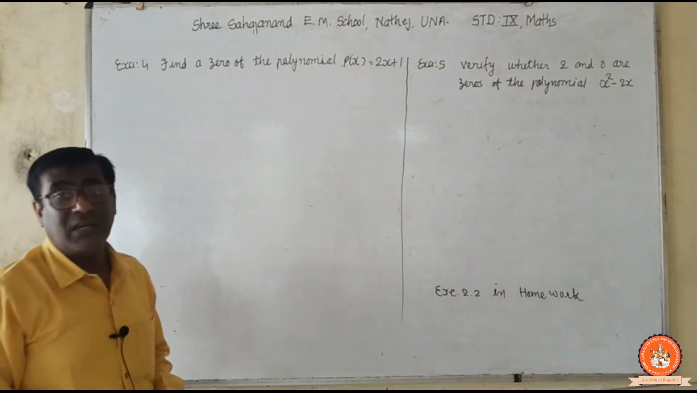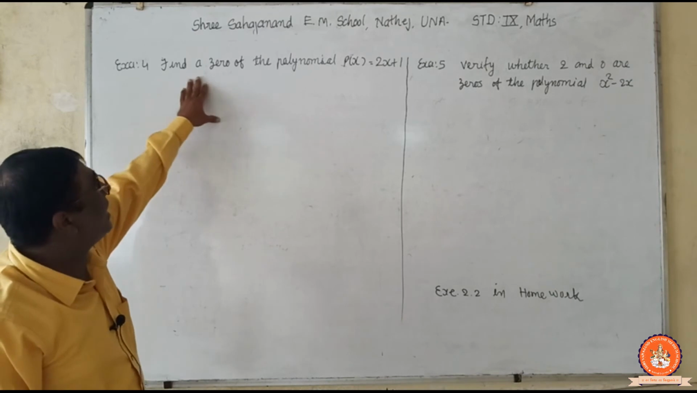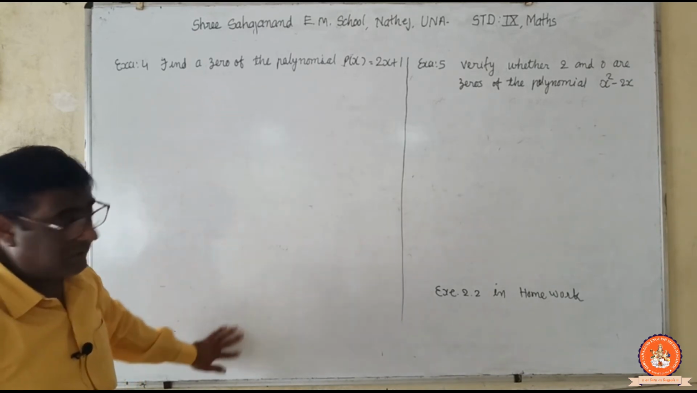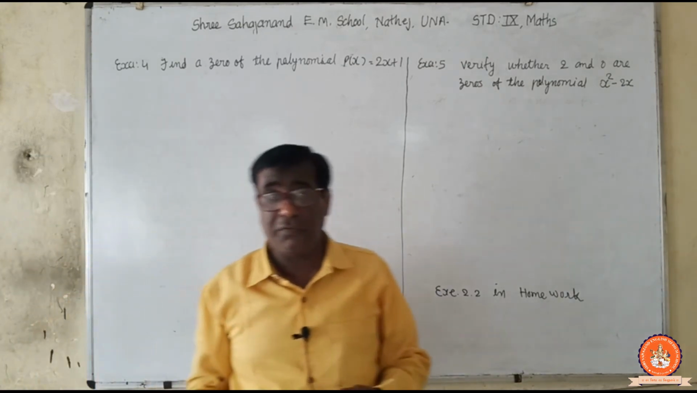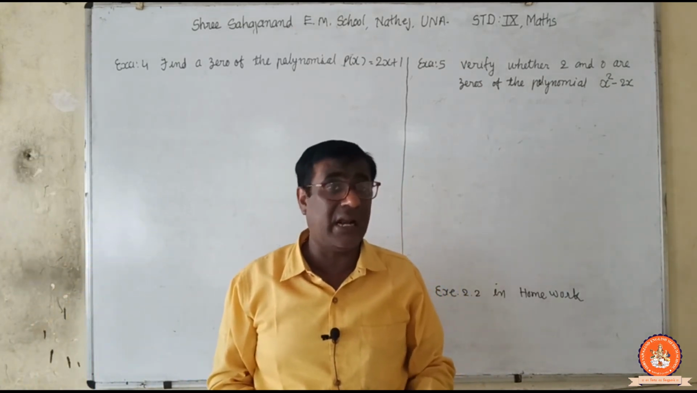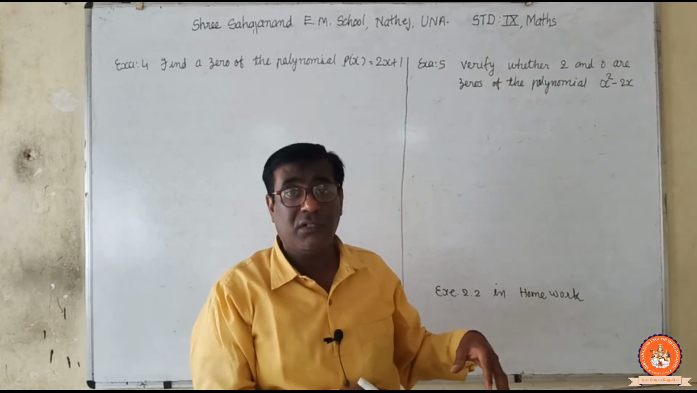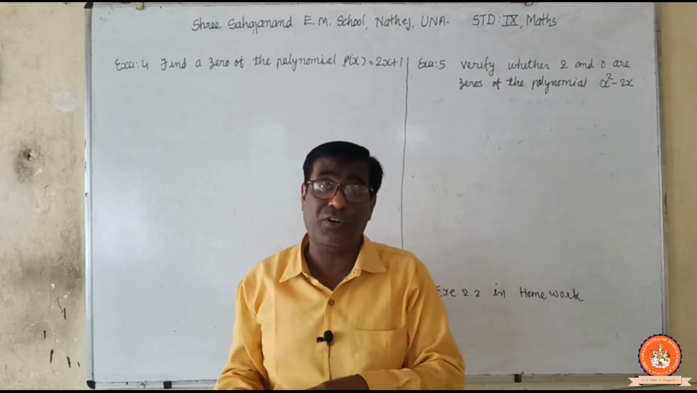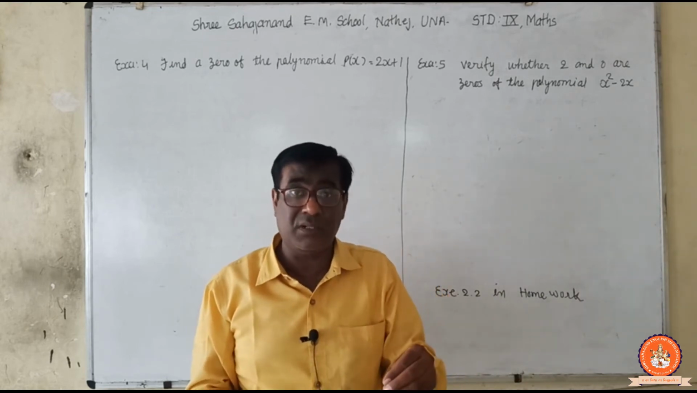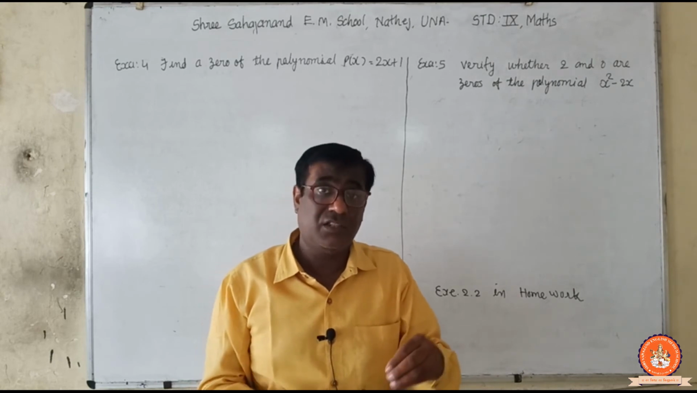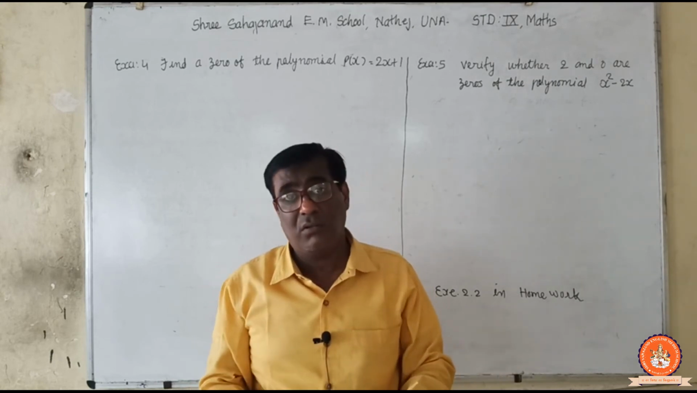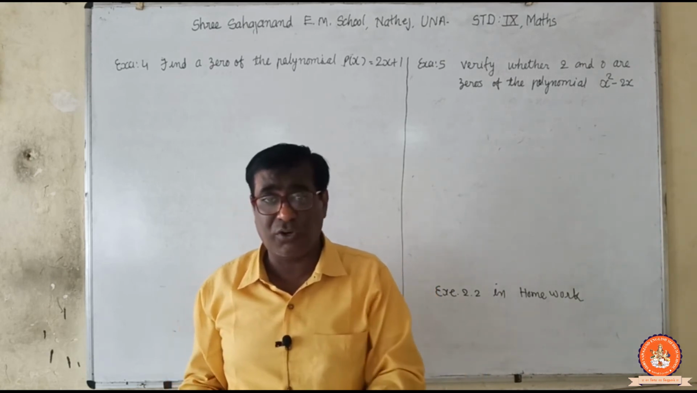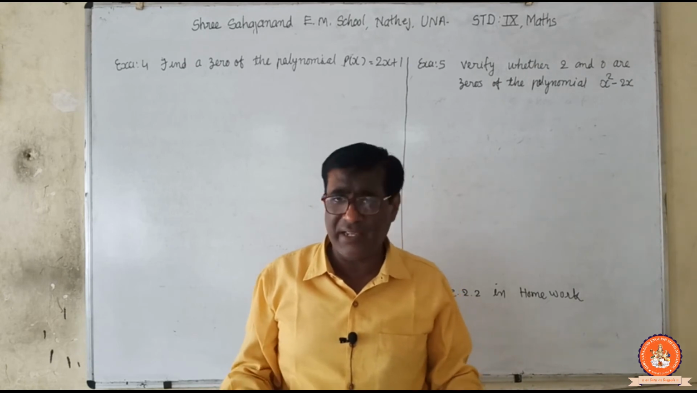Okay, now example number 4. Find a 0 of the polynomial p of x is equal to 2x plus 1. Now till now we were verifying that the given values are the zeros of the given polynomial or not. So given real numbers are 0 of the given polynomial or not, but here we have to find the 0 of the given polynomial. Very easy, my friend, very easy.